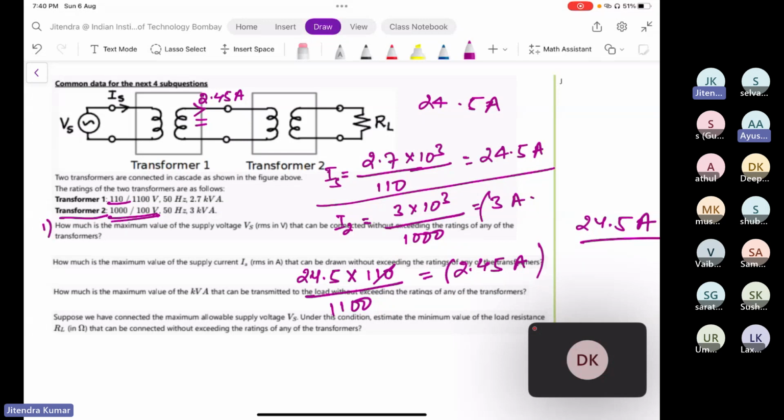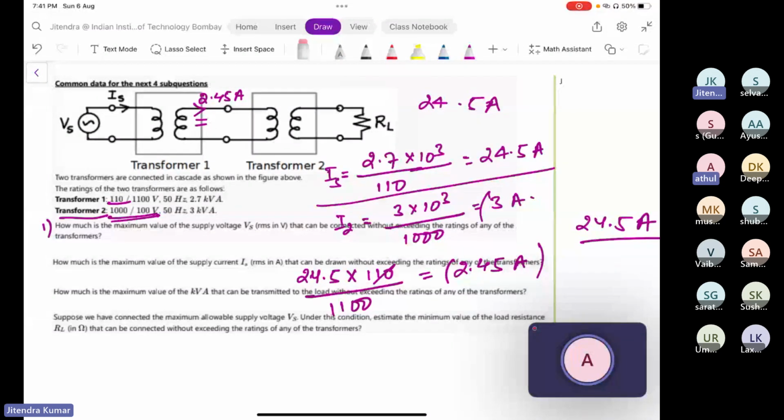Yes, sir. It is the maximum amount of current which can flow through the primary winding of the first transformer. Yes, it should flow without exceeding the ratings of any of the transformers. So, sir, according to the demand of the problem, we have to choose the minimum of both the values. Yeah, sir, go ahead. But we can't apply 110 volt to the supply voltage Vs.